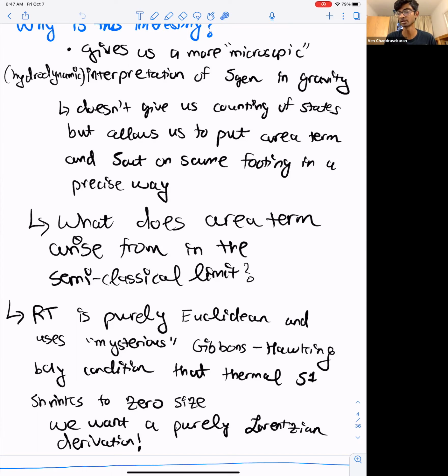So the problem with that is, while that gives you the right answer, it's not really clear from a more fundamental perspective, at least in semi-classical gravity, why this thermal circle shrinking to zero size is the right thing to do, other than the fact that it gives you the right answer. That itself is not really an issue, but the real issue is you can't really interpret that quantity anymore as an actual trace of some quantity.